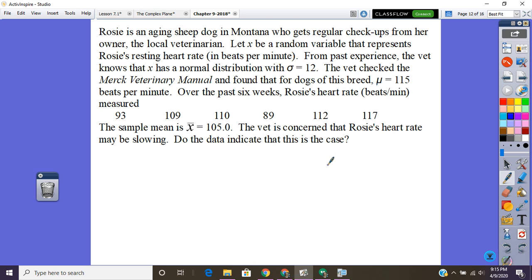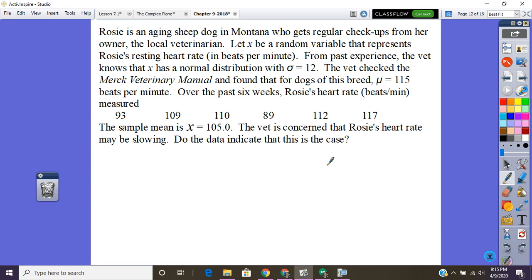All right, let's look at another example here. So Rosie is an aging sheepdog in Montana who gets regular checkups from her owner, the local veterinarian. Let X be a random variable that represents Rosie's resting heart rate in beats per minute. From past experience, the vet knows that X has a normal distribution with a standard deviation of 12. The vet checked the Merck Veterinary Manual and found that for dogs of this breed, the mean heartbeat is 115 beats per minute.